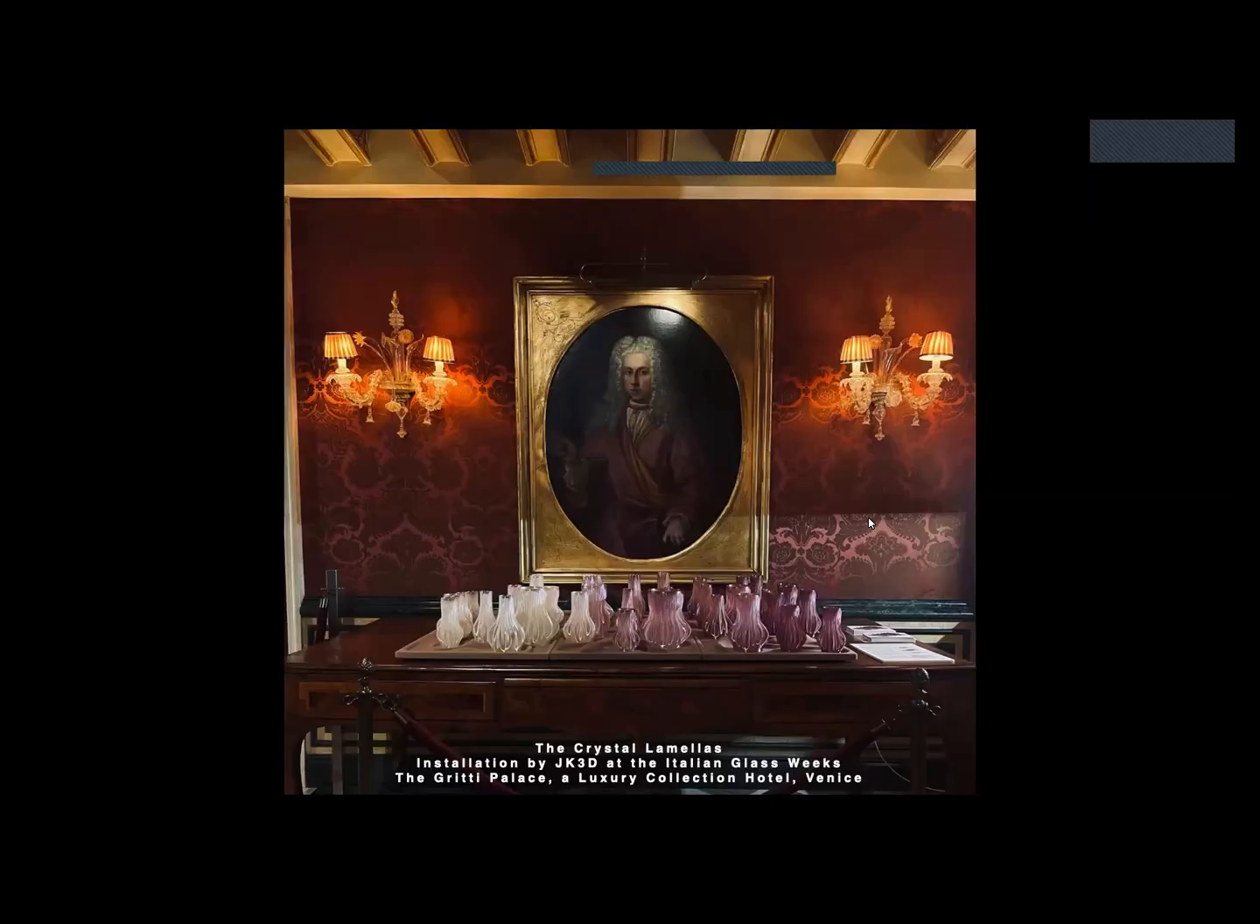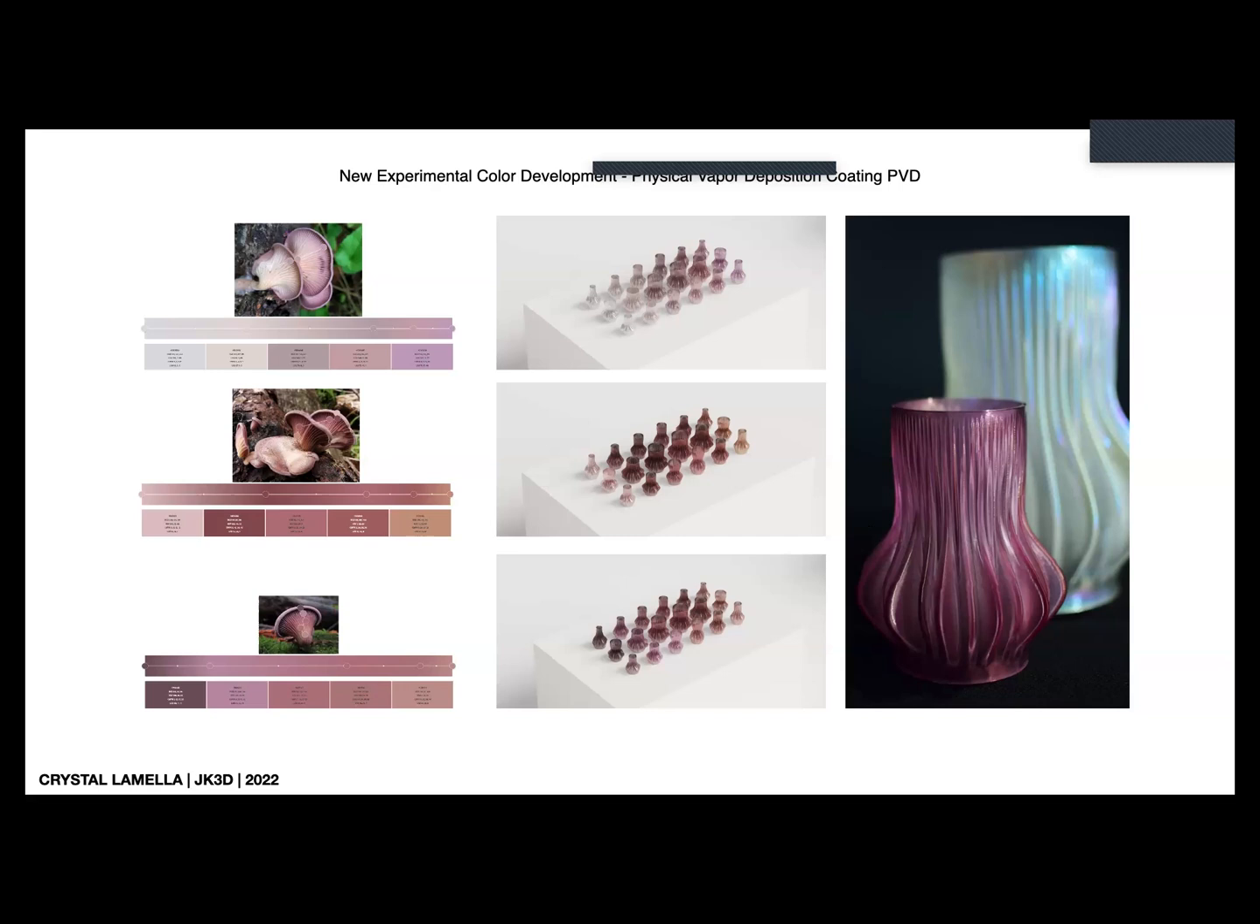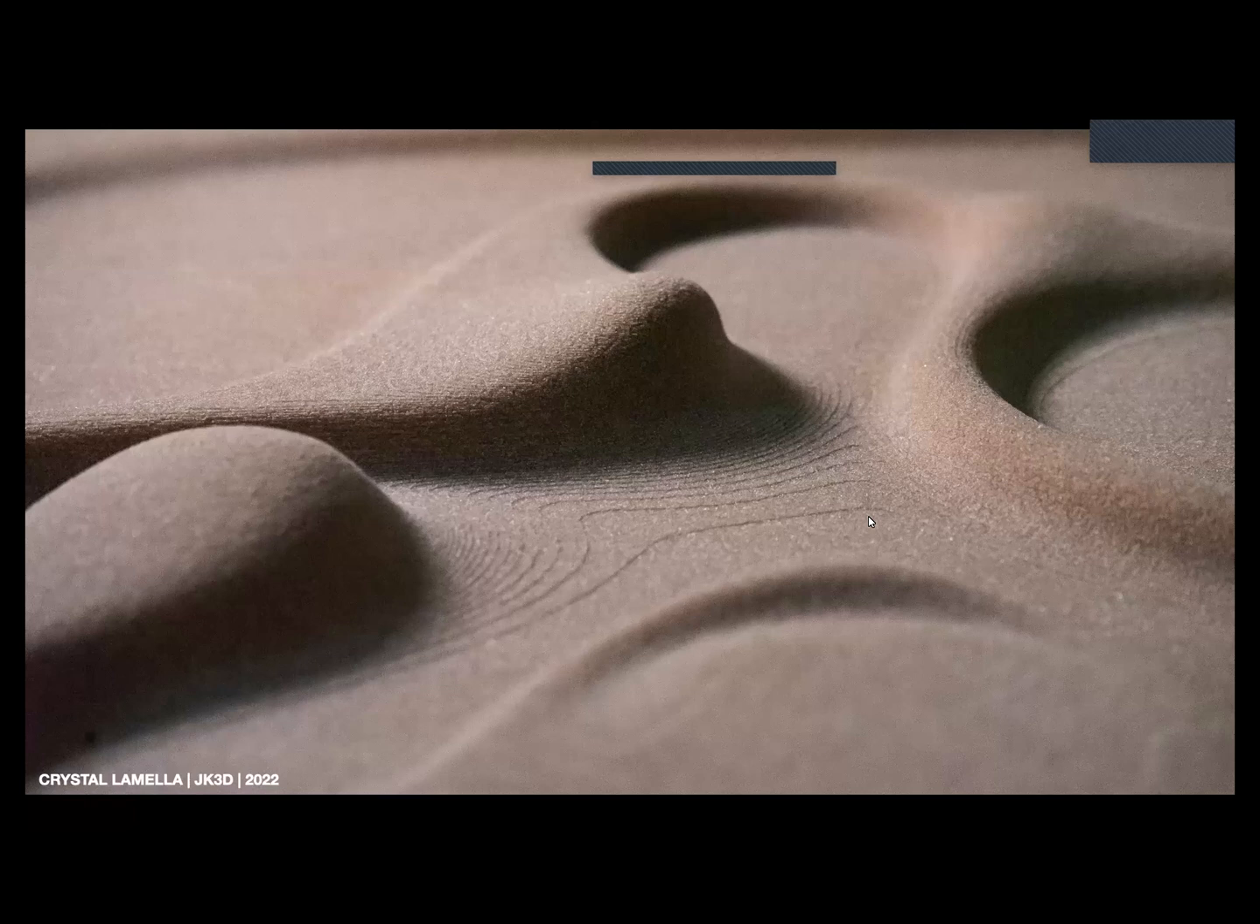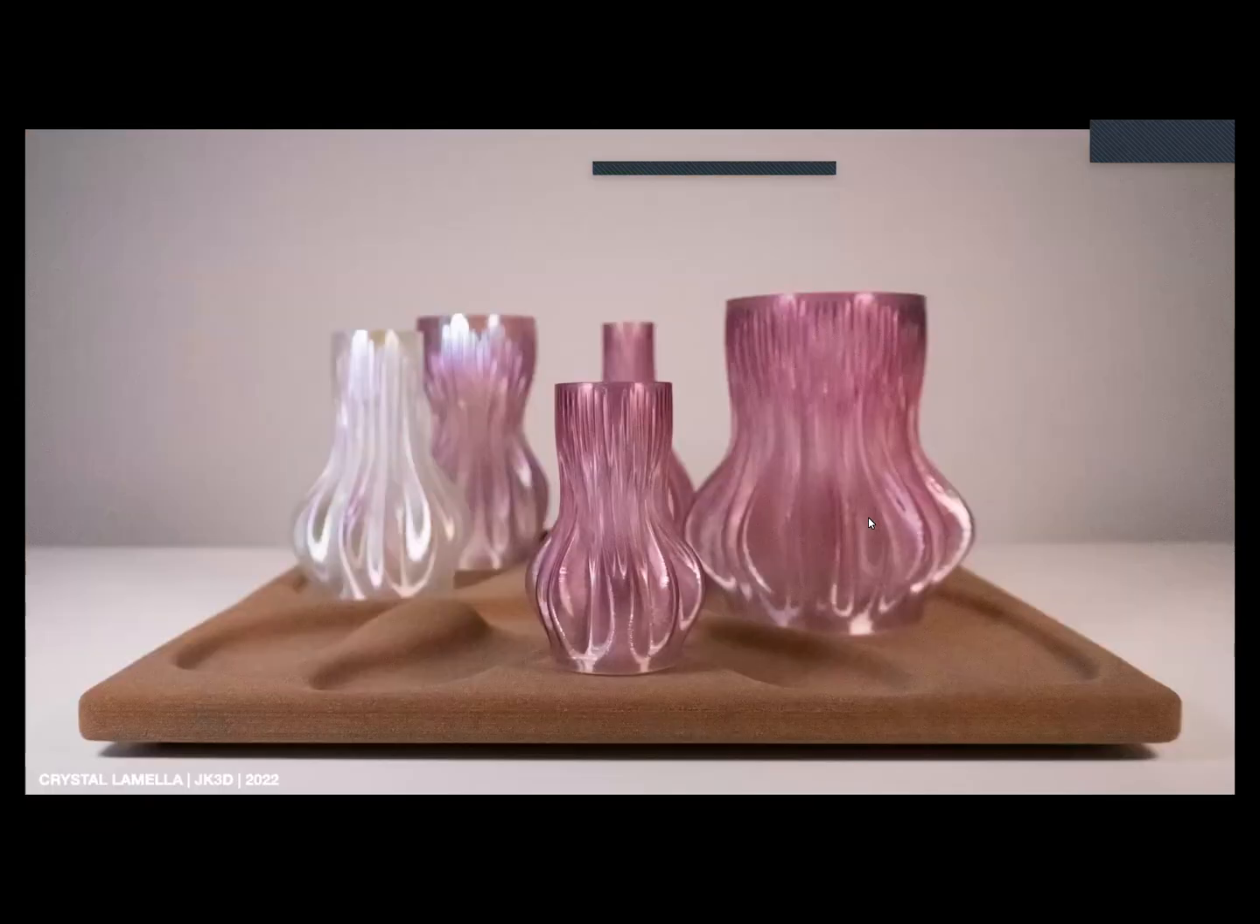In 2022, we showcased the crystal lamellas at an installation in Venice, in Italy, at the Italian Glass Weeks. So you can see here we used the mushrooms and its colors to inspire 40 different vessels. We also 3D printed the bases, and we developed a series of 40 different vessels.